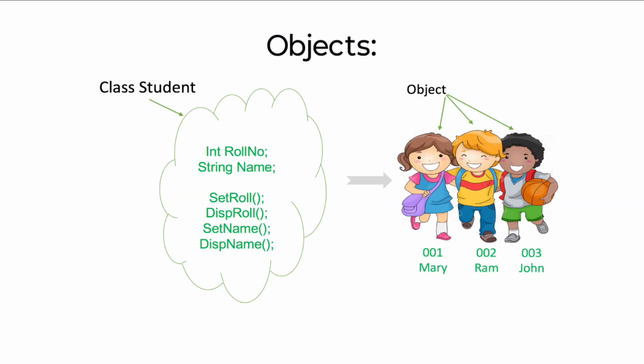So what is meant by objects? Here we are given an example, the class Student. Here the class Student has int roll number, string name, set roll number, display roll number, set name, and display name. Here the objects are students, right? So these are the class Student. Here Student is a class and the particular students are the objects.